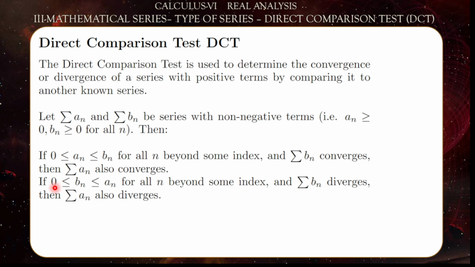Great. Now, on the other hand, if 0 is less than or equal to bn, less than or equal to an, so an, in this case, is greater than bn for all values of n beyond some index, and the series of bn diverges. Since sigma bn diverges and an is greater than bn, hence sigma an also diverges.